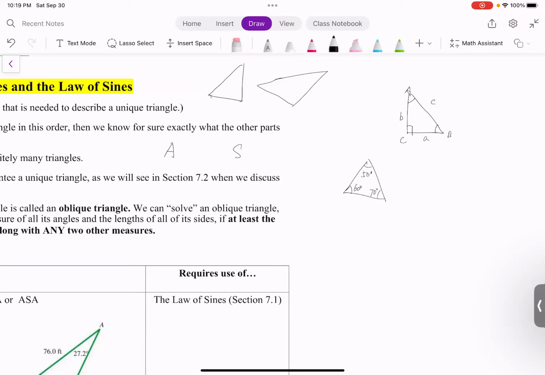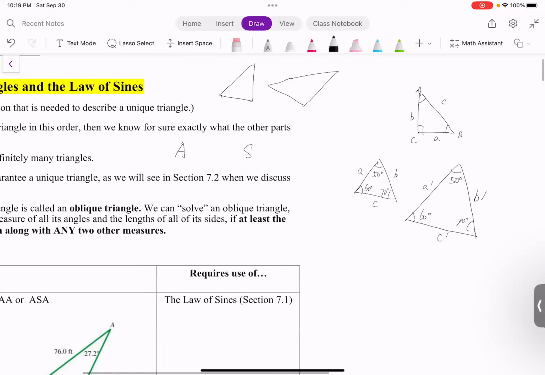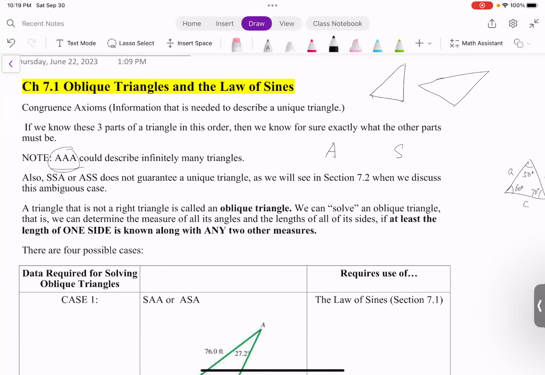No, I cannot, because if I have a bigger triangle that also has 60 degrees, 50 degrees, and 70 degrees, they do not have the same side lengths. Maybe A, B, C and A prime, B prime, C prime do not have the same measure. They are different lengths. That means if I have the AAA case, three angles, it could describe infinitely many triangles, and it shouldn't have only one solution. So now we are solving triangles that have only one or two solutions.